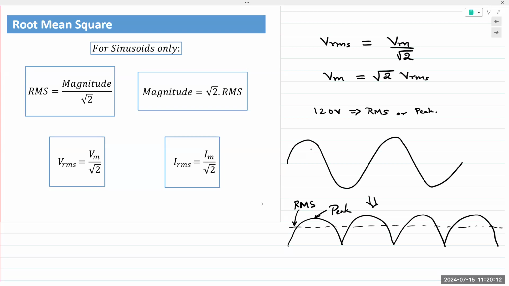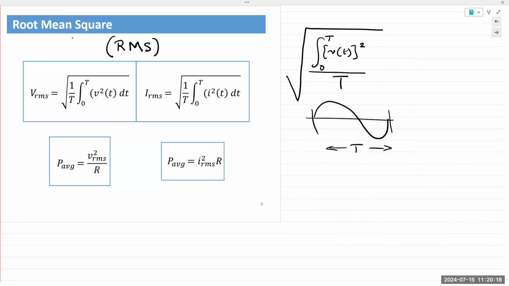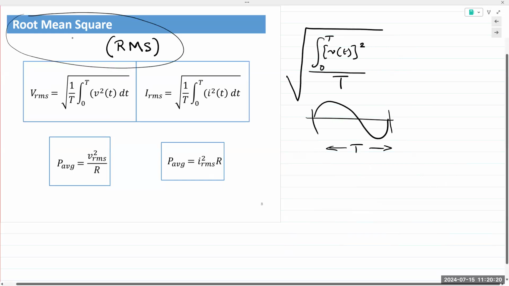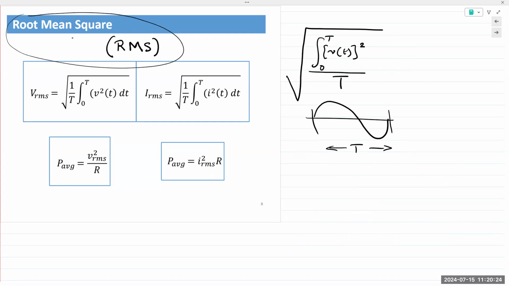Root mean square. So, the square root of the mean of the square of the waveform.